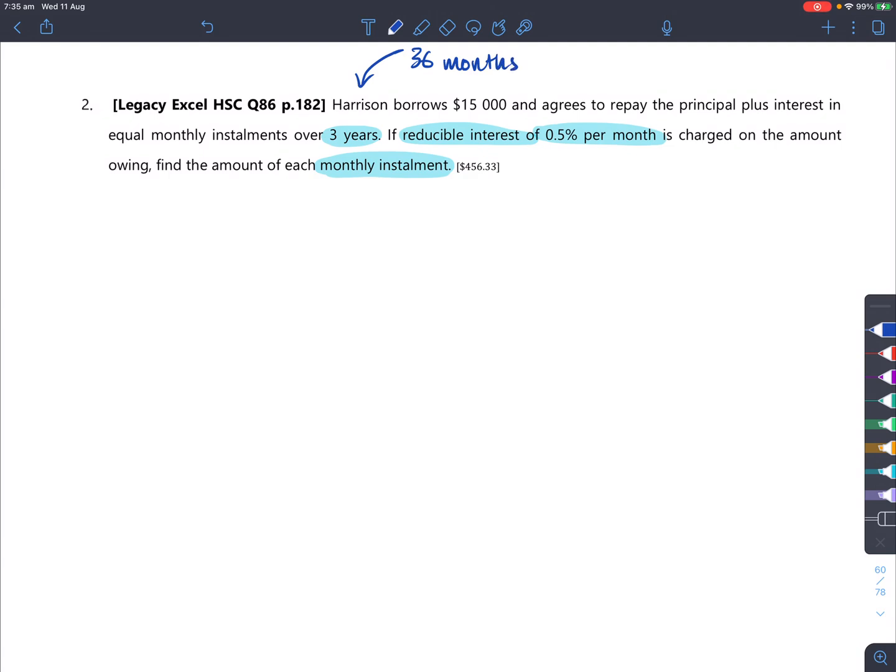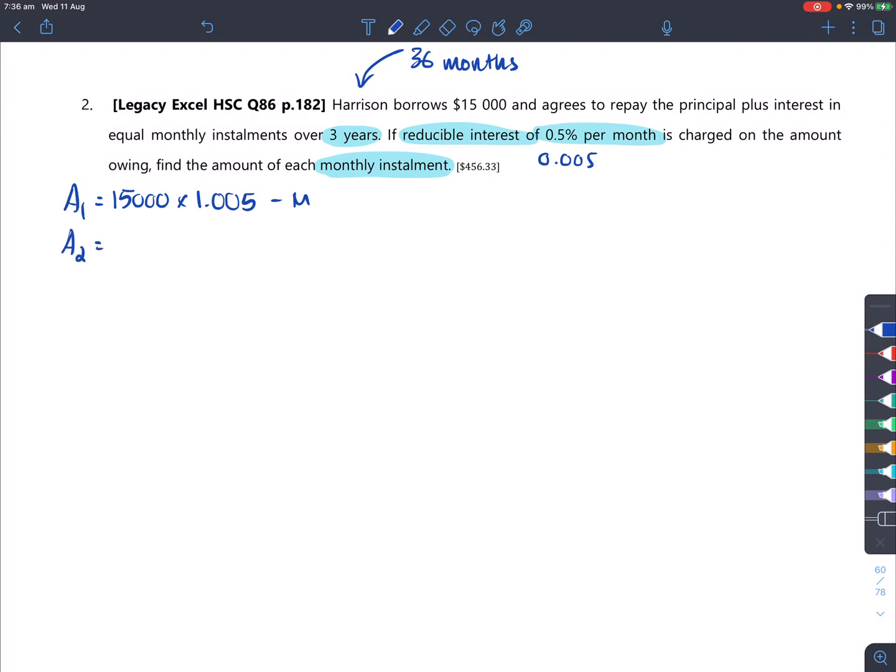Now, A1 was firstly equal to $15,000 times by the rate, okay, and this is going to be 0.005. If you add that with 1, you get 1.005. And at the very end of the first month, you have to repay a monthly installment. Okay, so because you want to repay this loan that Harrison's on, you minus M.